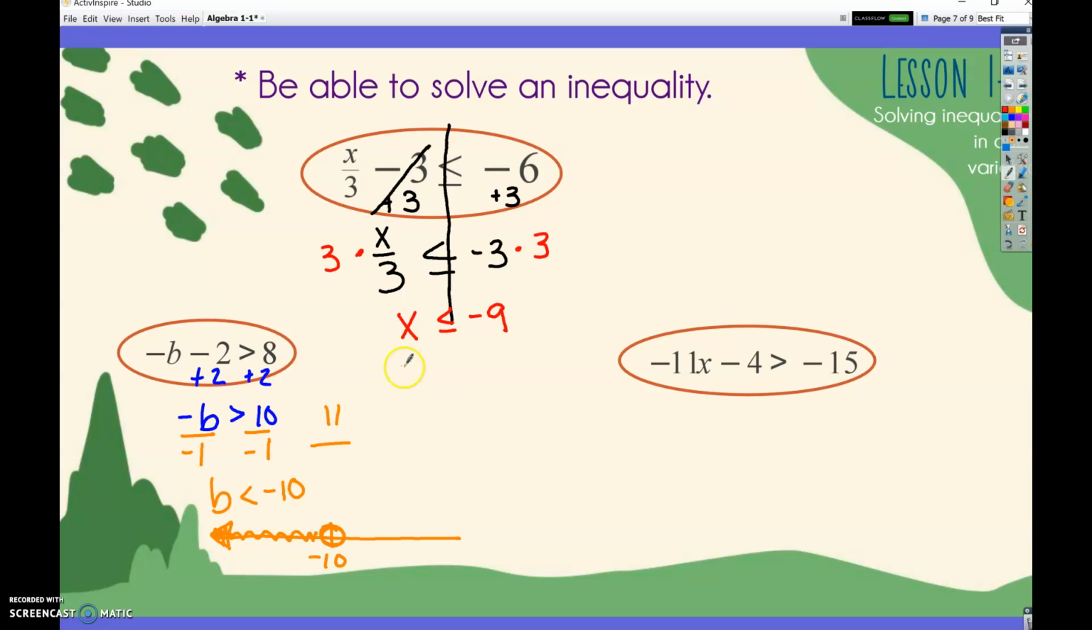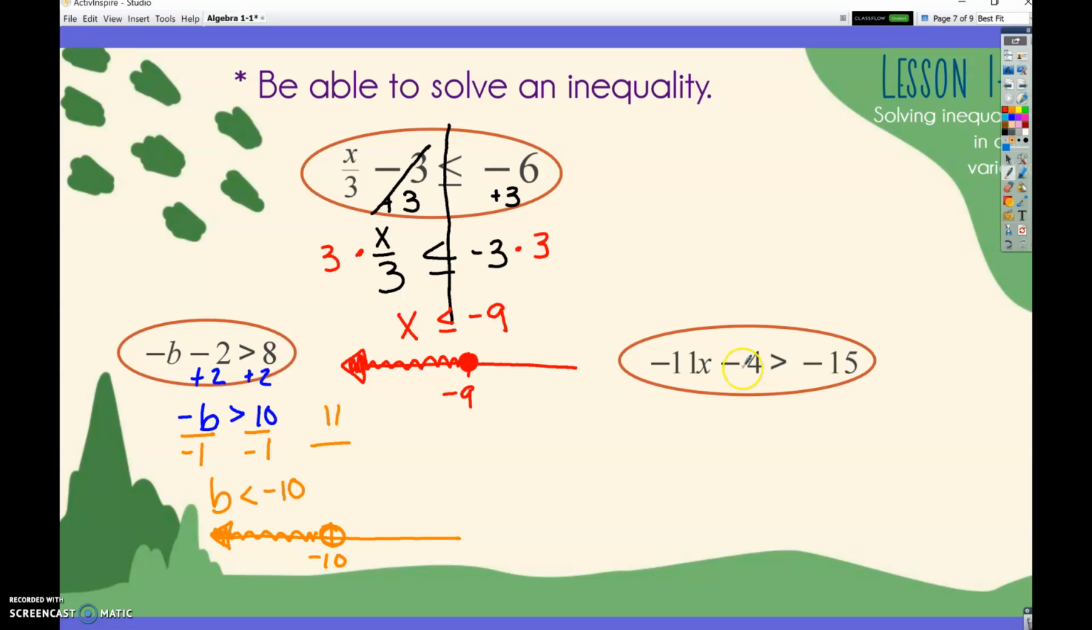If we come back to graphing the solution to the first one on a number line, at negative 9 we would actually have a full circle. And all x values must be equal, that's why it's filled in, or less than negative 9. So again, we would shade down to our left.